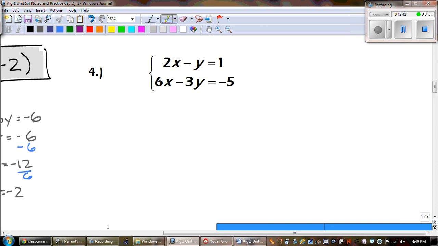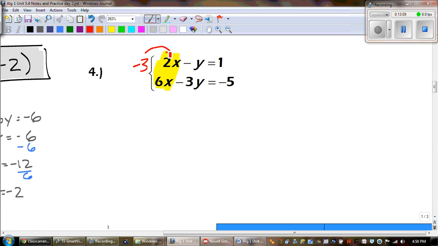All right, number 4. What do you guys want to cancel? Do you want to cancel the x's or the y's? And they're both kind of tricky, so I'm going to cancel the x's. Now, I need that to become a negative 6. So 2 times 3 is 6, but I need to make sure that it's going to be negative.